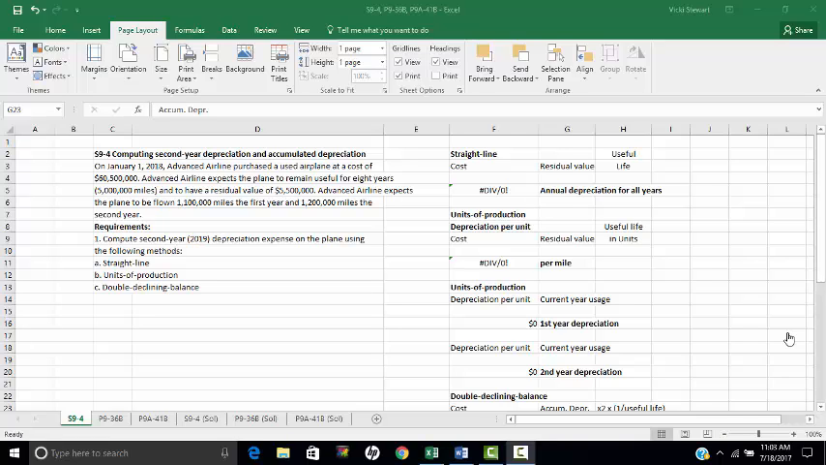The requirements state in Part 1 to compute second year 2019 depreciation expense on the plane using the following methods: straight line, units of production, and double declining balance.